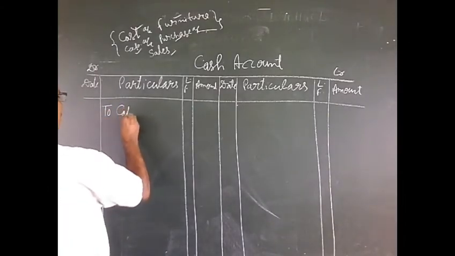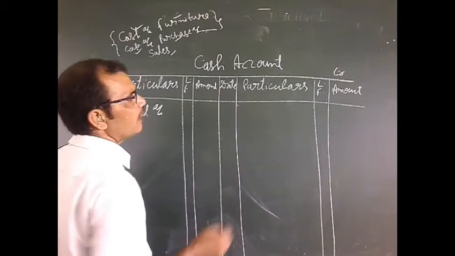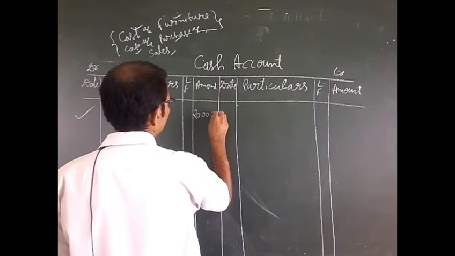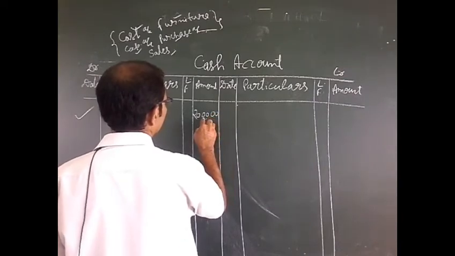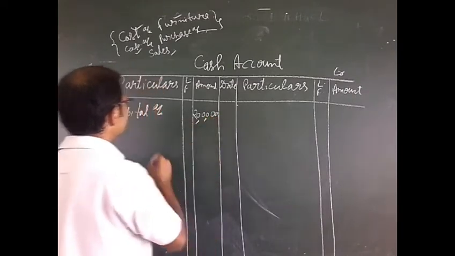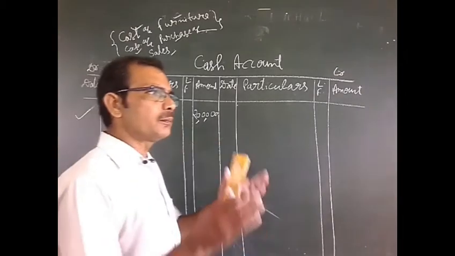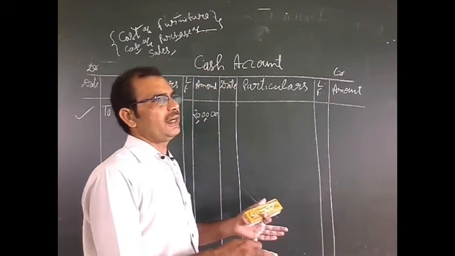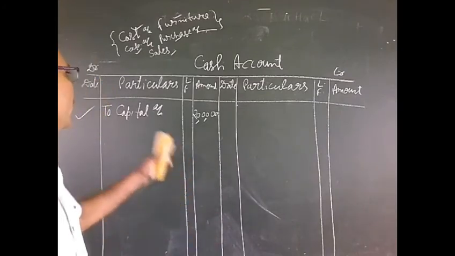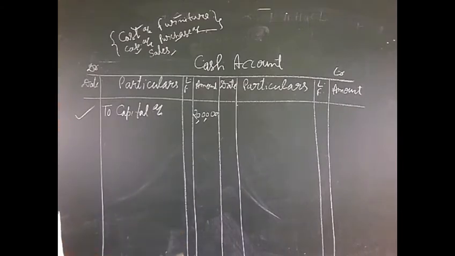To capital account, we will write here the date, and the amount is of rupees 2 lakh. In this way we will transfer the first entry. This is the ledger posting. It is called ledger posting, and from the journal entry we will see and transfer the opposite entry in the ledger account.